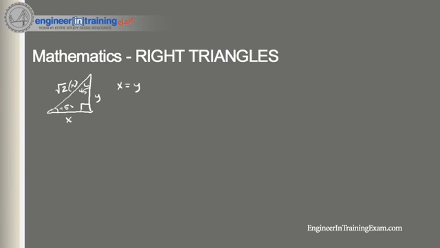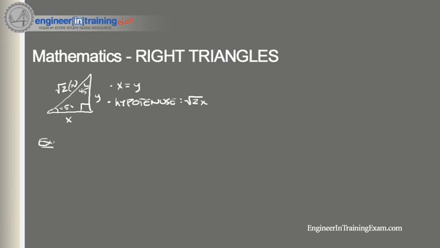So the hypotenuse is going to equal square root of 2 times x. So these are the two characteristics of a 45, 45, 90 triangle that you can use to determine the length of any of the sides. So let's look at a quick example here.